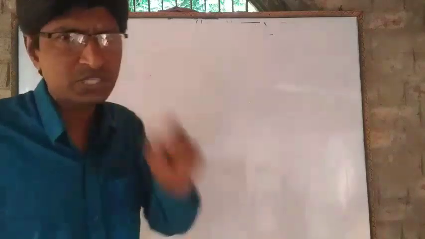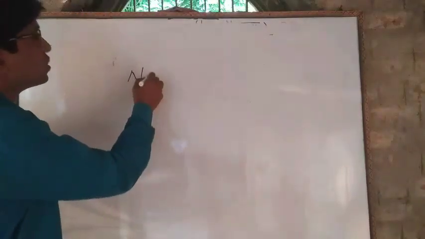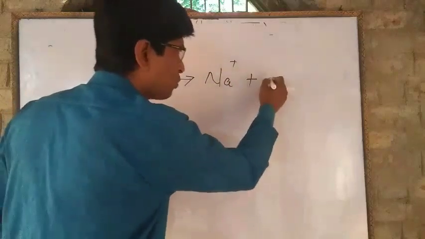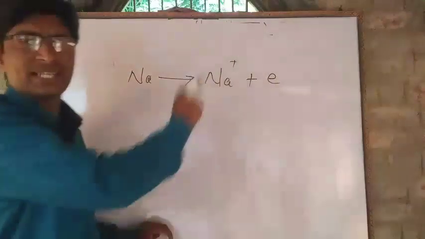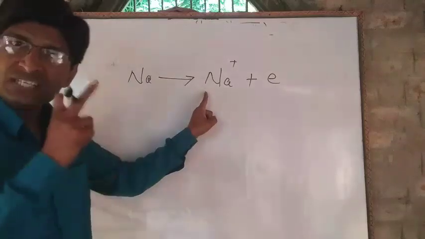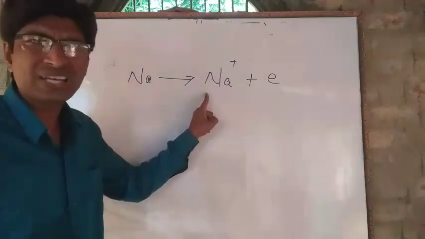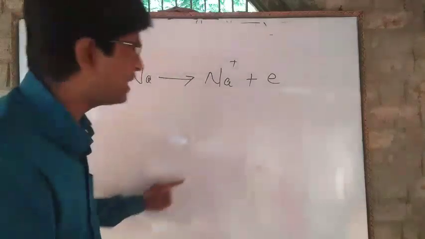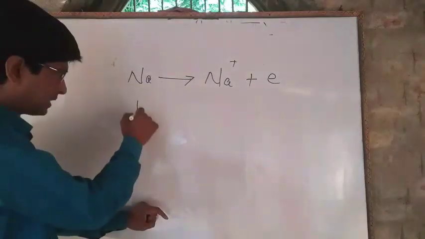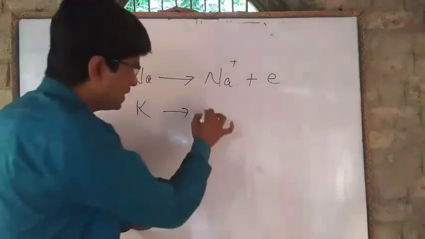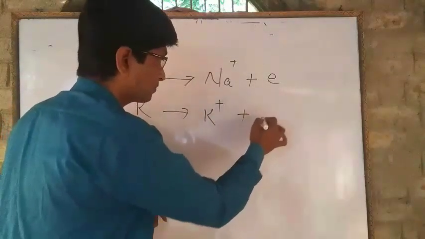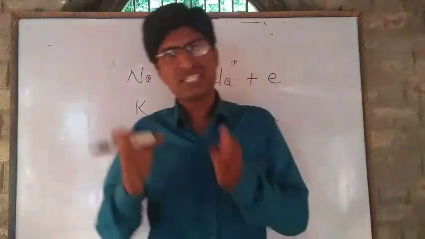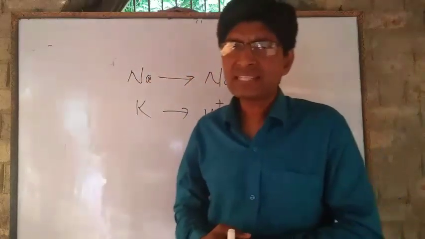It's called electropositivity. For example, sodium loses its electron to form a sodium ion. So when a sodium atom loses its one electron, it becomes a sodium ion. This tendency of a metal is called electropositivity. So we can say that metals are electropositive elements. We are taking another example, potassium. Potassium loses its one electron and becomes a potassium ion.